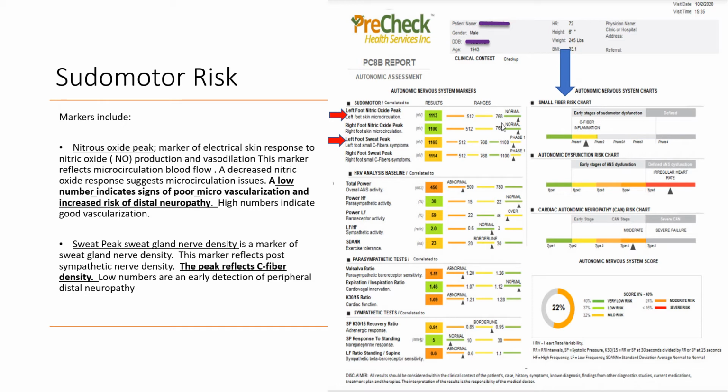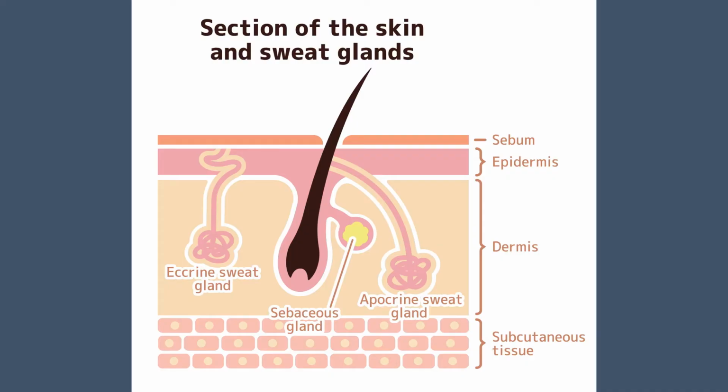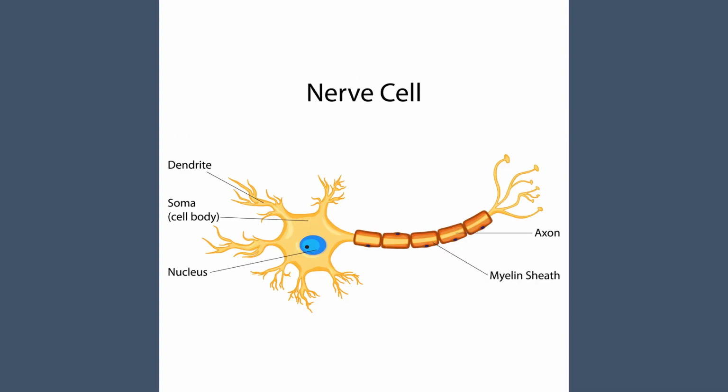You'll see here on the right that we have the left foot nitric peak, as well as the left foot sweat peak, as well as the right, and the software creates a score of the small fiber risk chart here on the right. Now this is what a sweat gland looks like in the skin, and this is what a nerve cell looks like, except that most of the nerves that we're testing with this do not have a myelin sheath.